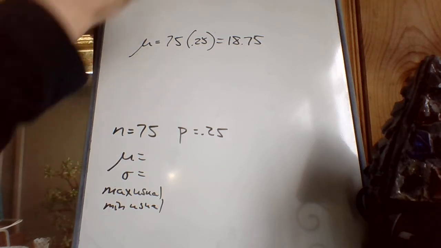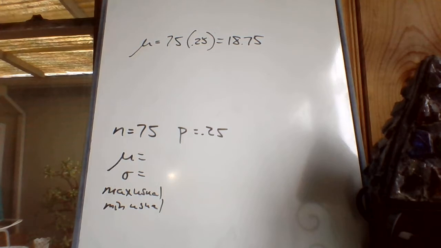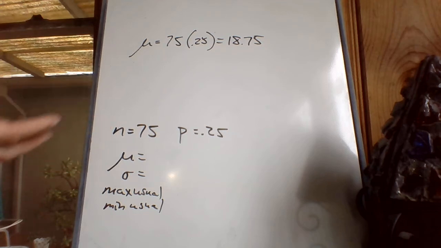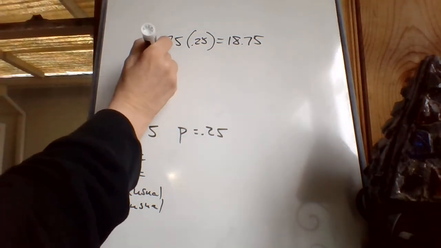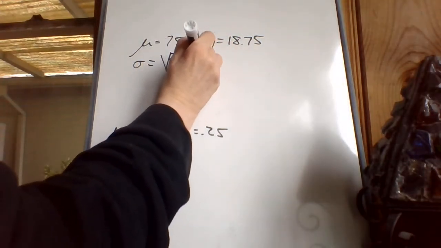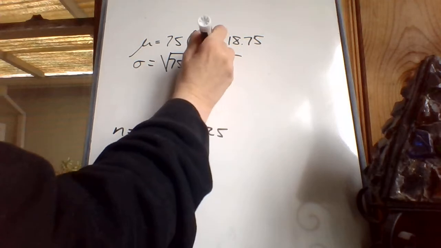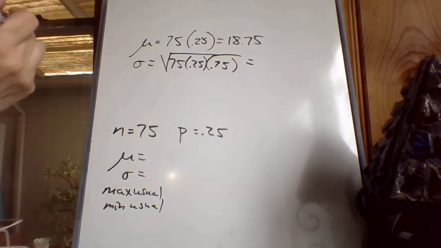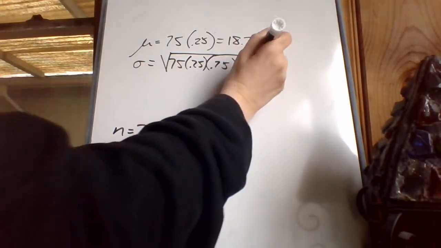You're looking around. You could make a whole list, but the class average of the number that they got right is 18.75 out of 75. Okay, but wait, there's a standard deviation. Not everybody gets 18 or 19. Some people beat the curve somehow. Okay, so standard deviation: 75 times 0.25 times the one that goes with it, which is 0.75. And the standard deviation is 3.75.